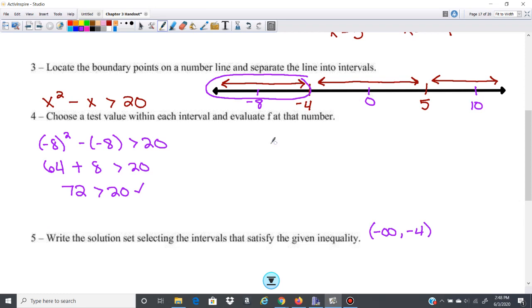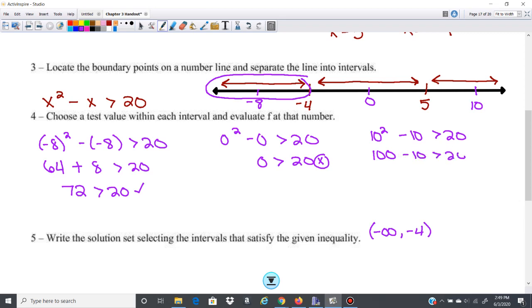Now I'm going to test 0. 0 squared minus 0 is greater than 20. That gives me 0 is greater than 20. That is not true, so I do not choose this interval. Then I pick the interval over here and pick the number 10. I've got 10 squared minus 10 is greater than 20. 10 squared is 100, which gives me the statement 90 is greater than 20, and 90 is greater than 20, so I accept this interval as well. This is the interval from 5 to +∞.